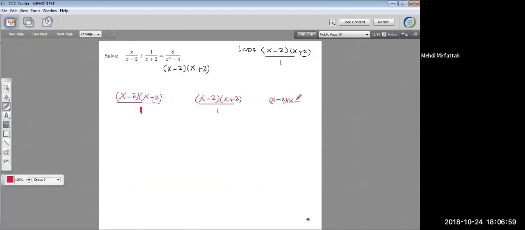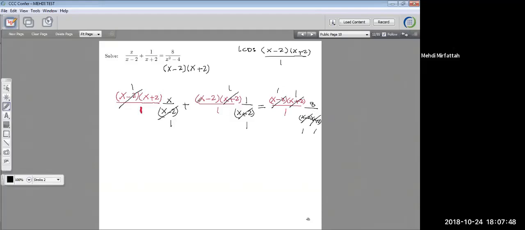The next step would be to simply eliminate the fractions. The first term here is x over x minus 2. So x minus 2 cancels right there. And the next term would be 1 over x plus 2. So x plus 2 cancels. And then equal to 8 over x minus 2 times x plus 2. All right, so remember why we did that. We did that to eliminate the fraction. So the next step is to reduce. All this will reduce to 1.